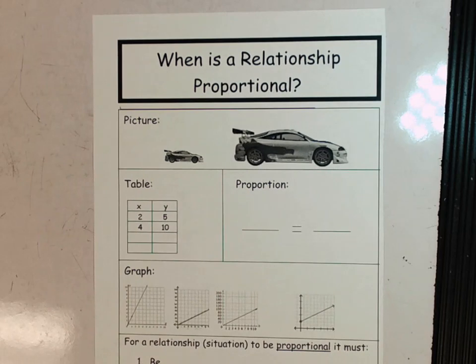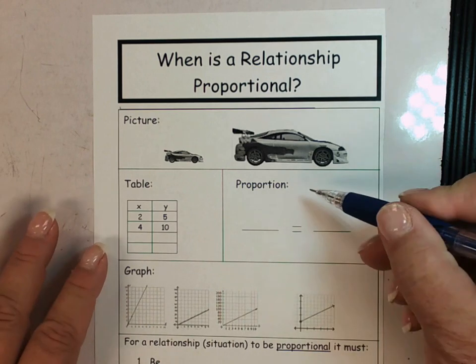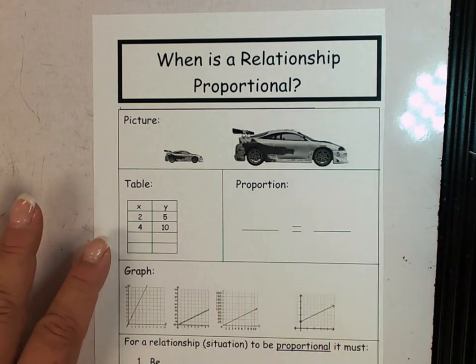Today we're going to talk about when a relationship is proportional. You see proportional relationships all the time in models, pictures, proportions, tables, graphs. I'm going to start with what we already know. Proportions are two equal ratios.